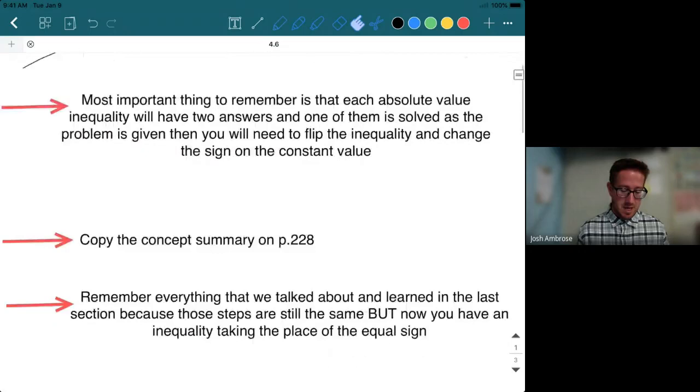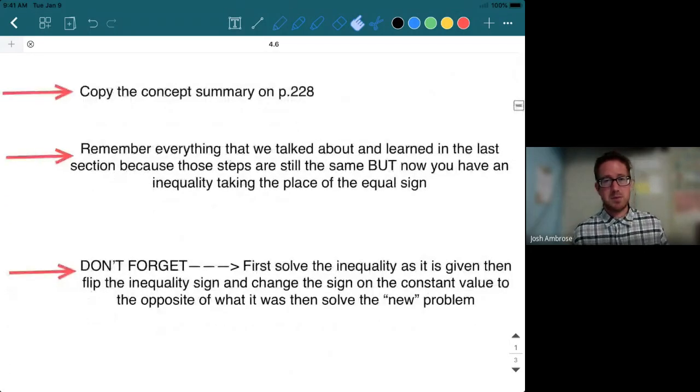As always, textbook should always be right there with you when you take these notes. There's a concept summary, as you see on page 228. Copy that down. So this is me telling you it's important, and you should probably have it in your notes, and it's probably going to be really helpful when it's time to take your test for Chapter 4.